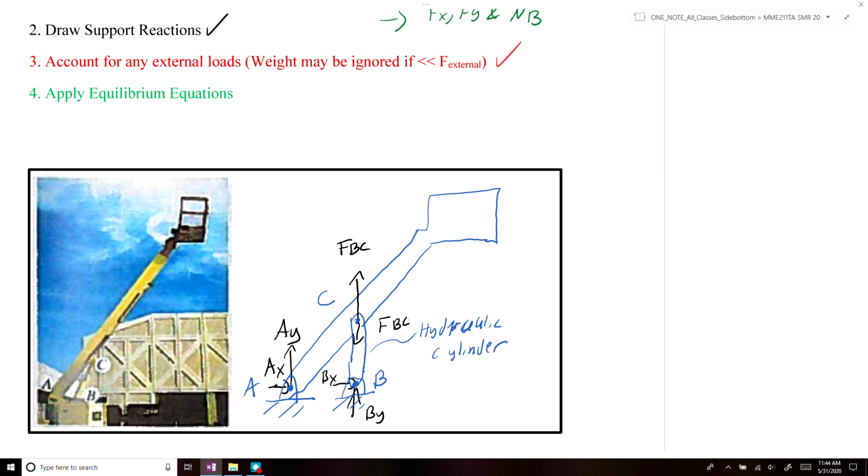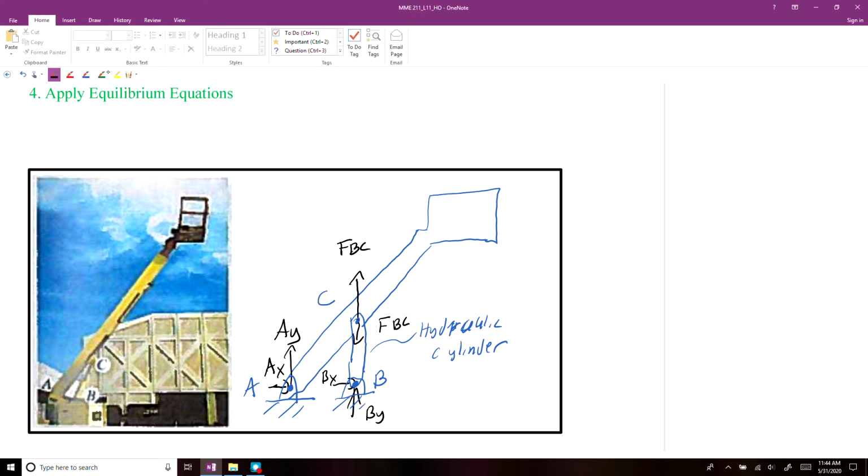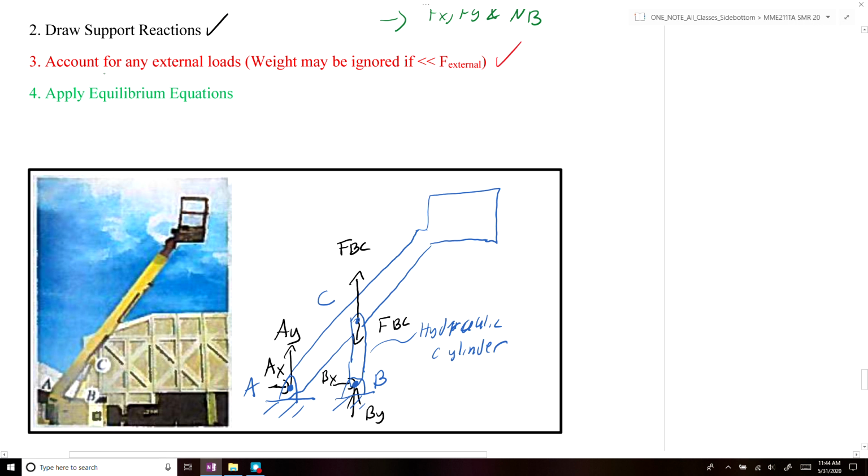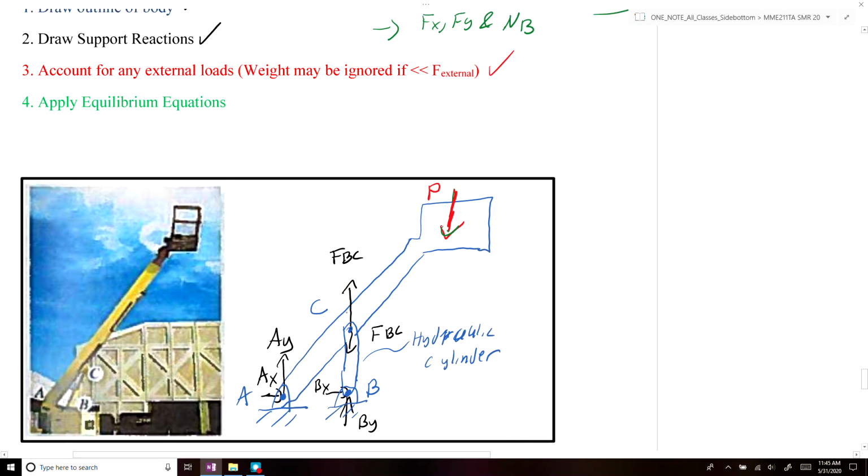Okay, and then the last thing we could apply is our external forces. So there would likely be a force due to the operator who's sitting here. That would be our operating load, and then there would also be the weight of the crane arm itself that would be applied at the system.